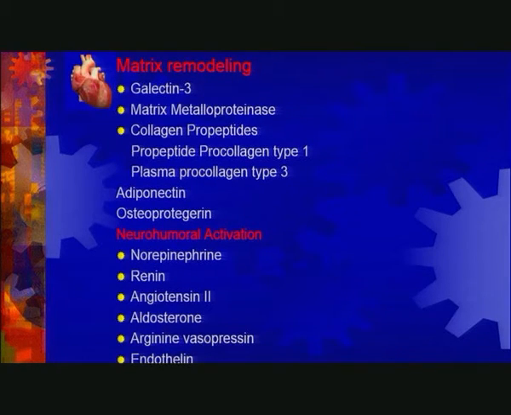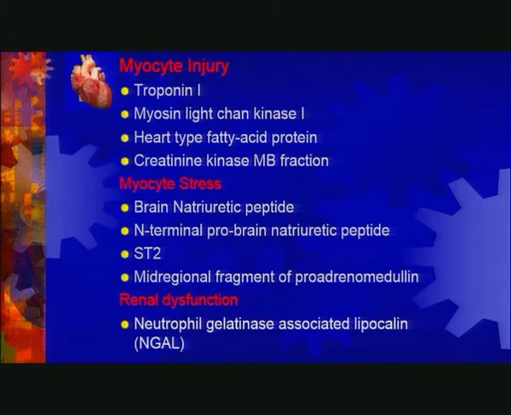Also, neurohormonal activation, including noradrenaline, renin, angiotensin 2, aldosterone, arginine vasopressin, and endothelin 1. Myocyte injury, and the most popular one, of course, we know, is troponin I and T, and myosin light chain, heart-type fatty acid binding protein, creatine kinase MB, and others, of course. We have many of these, but I choose these only now.